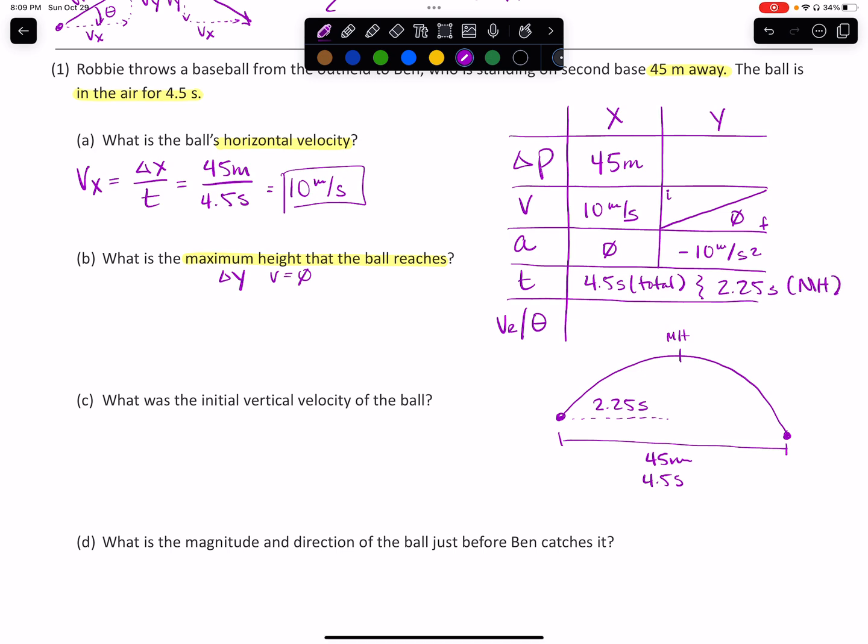So we're going to use a change in position. I could use the equation change in position equals v initial times time plus 1/2 a t squared.